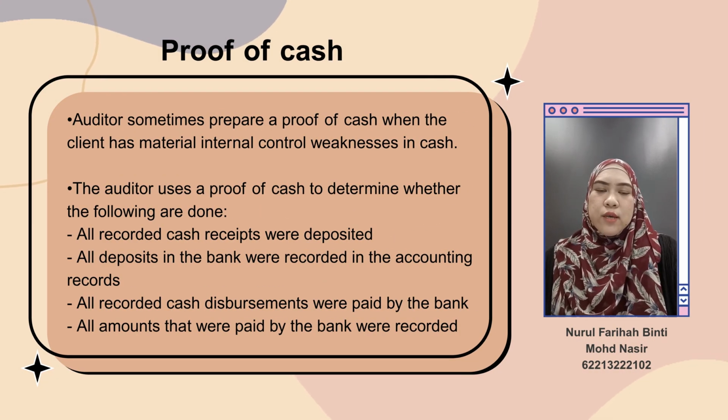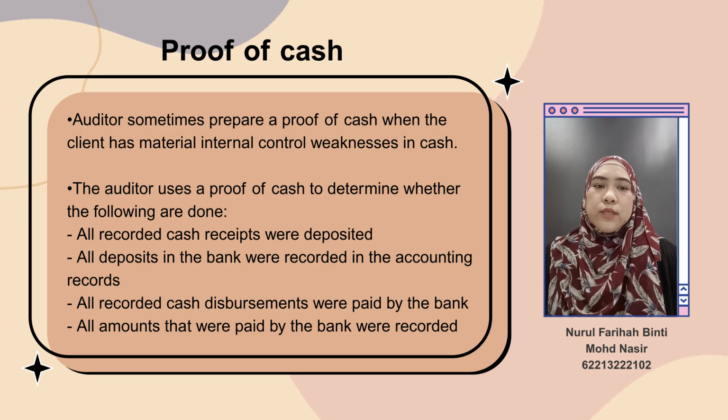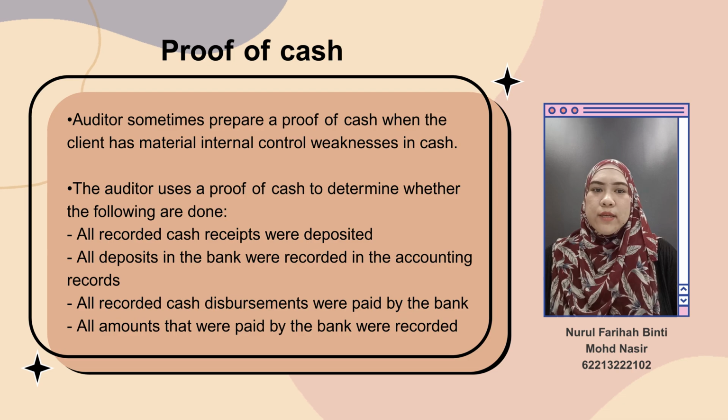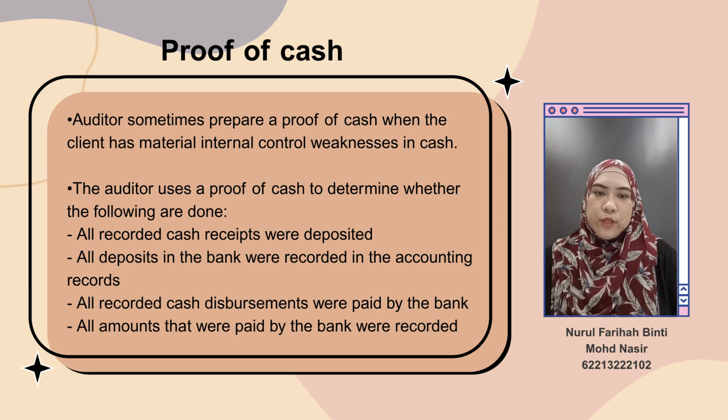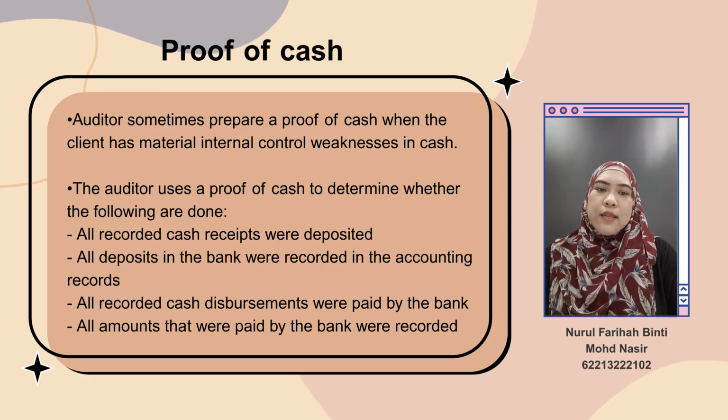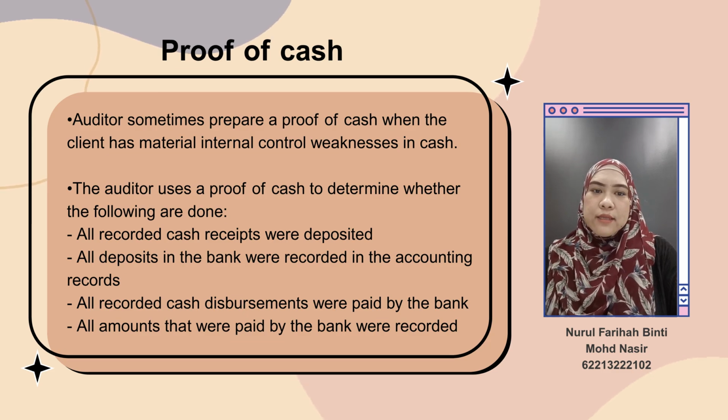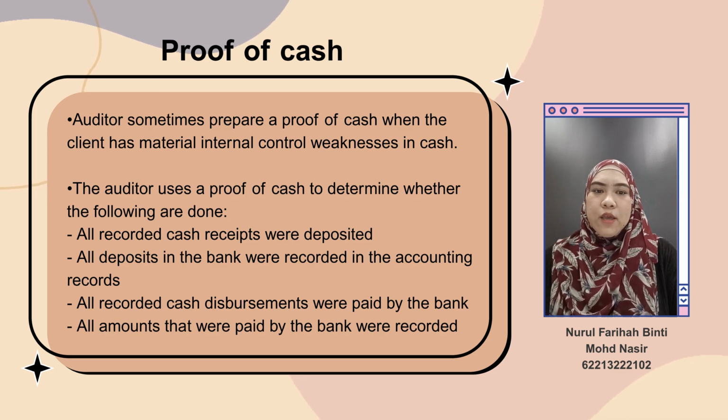Next, I'm going to explain the proof of cash. Auditors sometimes prepare a proof of cash when the client has material internal control weaknesses in cash. So the auditor uses a proof of cash to determine whether the following are done. First, all recorded cash receipts were deposited. Second, all deposits in the bank were recorded in the accounting records. Third, all recorded cash disbursements were paid by the bank. And lastly, all amounts that were paid by the bank were recorded.